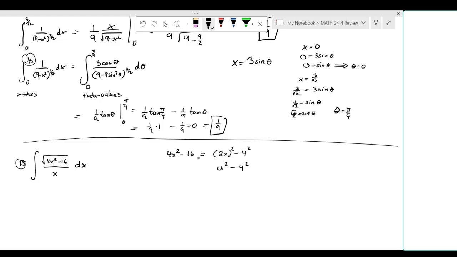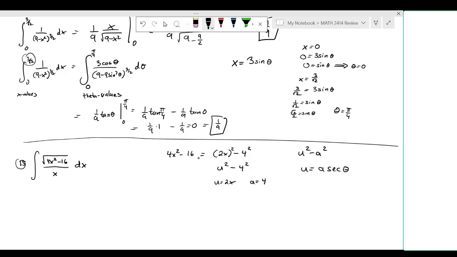So the trick here is if the x part is being multiplied by a constant as well, you want to think of that as something squared, right? So where we identify u as the 2x and a as the 4. And what did we say in this case? u should equal a times secant theta.